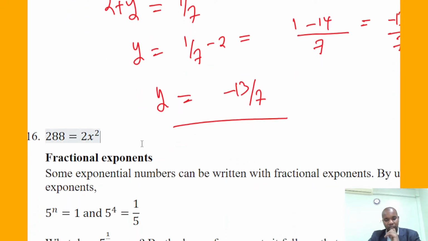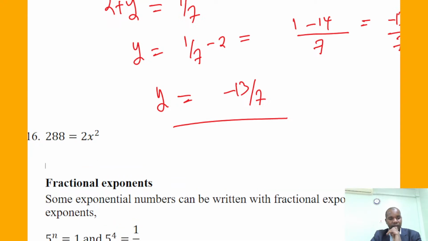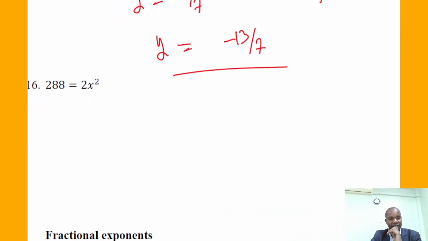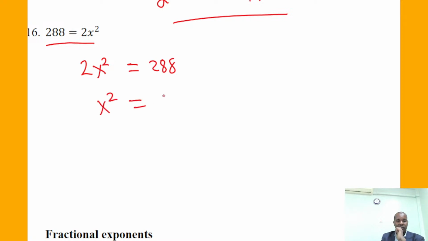And you're going to jump to the last question. The last question for today's discussion, dear students. We have another exponential equation here. So this is 2x^2 equals 288. Dividing both sides by 2, you'll have x^2 equals 288 divided by 2. And from here, you'll get x^2 equals 144.